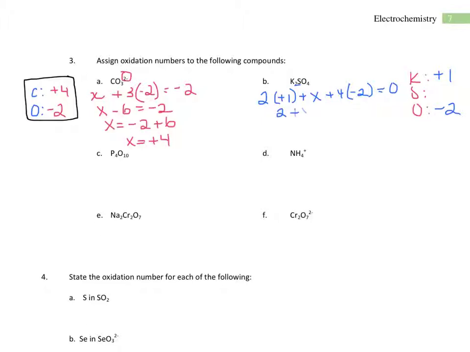So 2 plus X subtract 8 equals 0. X is equal to 8 subtract 2, bring those over to the other side. X is equal to +6. Therefore, sulfur must have an oxidation number of +6 in this example.